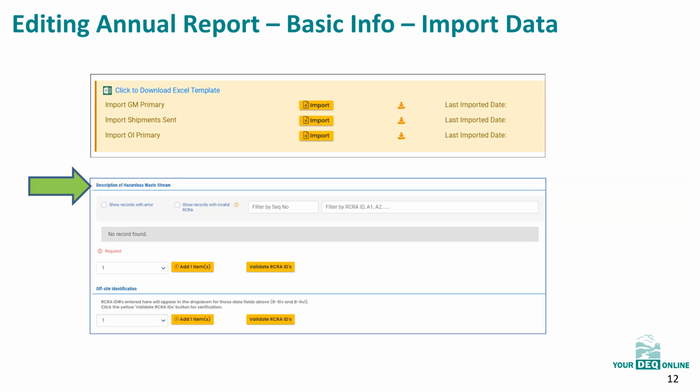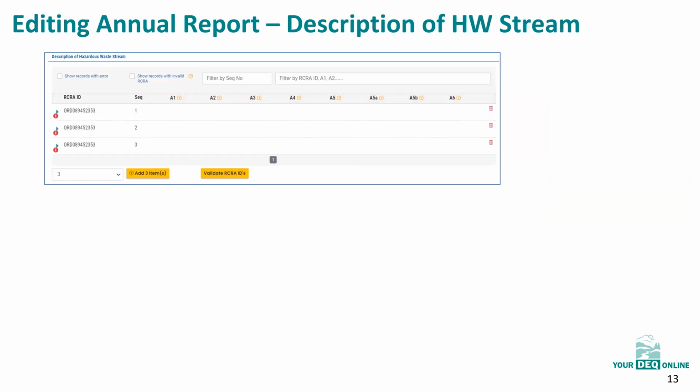The next avenue that we have for entering this data is the manual entry of the waste stream information. And so I'm going to take a brief look at the manual entry of this information, and then Mary is going to provide us with a live demo of this. So to start with this description of the hazardous waste stream, what we're going to do is manually type in this data by adding our waste stream rows.